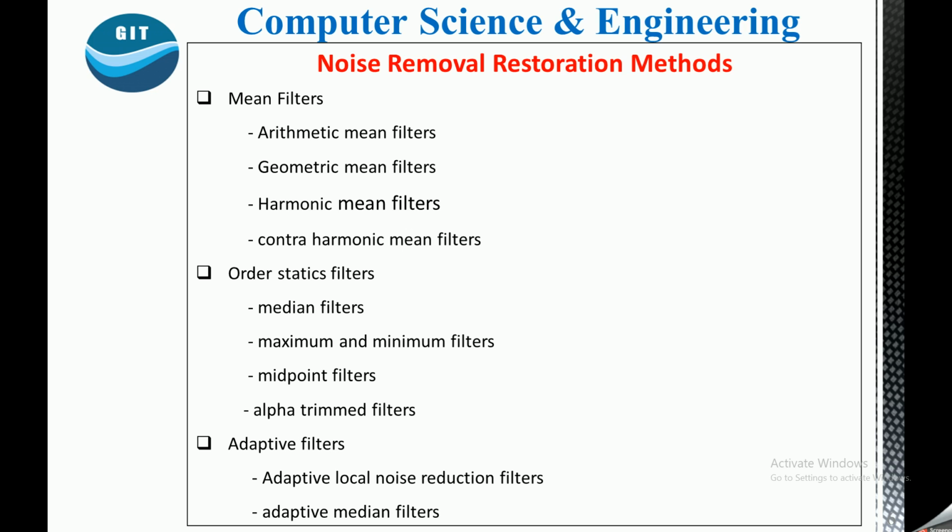And second one is order statistic filter. Order statistic filters are generally not based on convolution. The pixels that come under the mask are simply ordered. There are basically four types: median filter, maximum minimum filters, midpoint filter, alpha trimmed filter. First one is median filter.